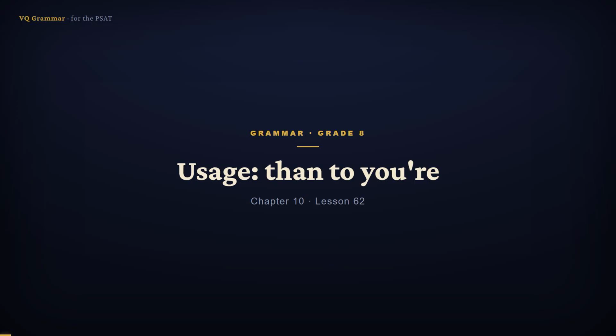Today we tackle the most confused words in all of English, the homophones, words that sound alike but mean different things. Than and then, there, their, and they're, to, too, and two, who's and whose, your and you're. By the end, you'll have a quick trick for each one.